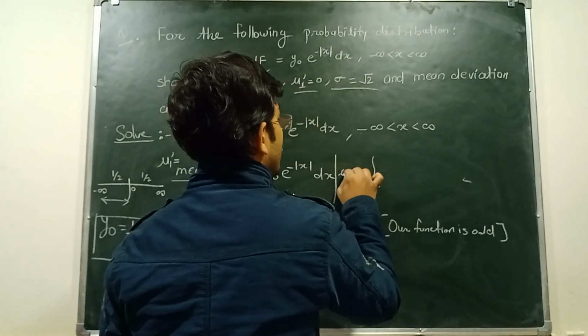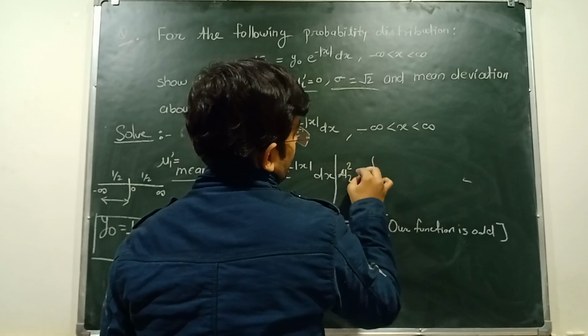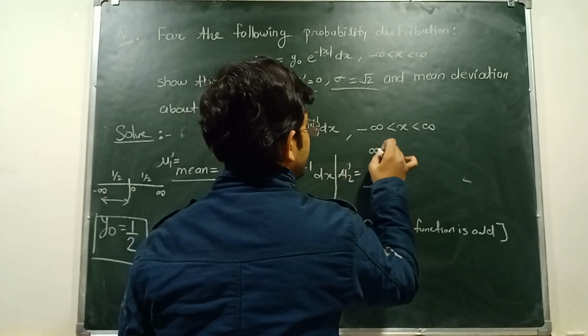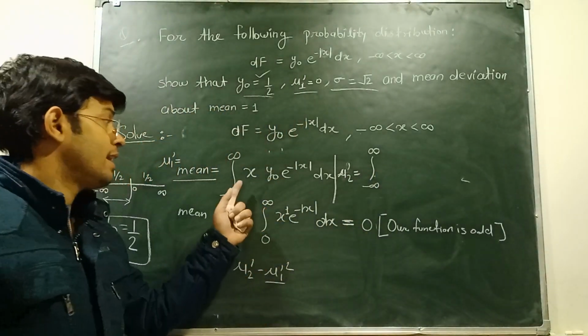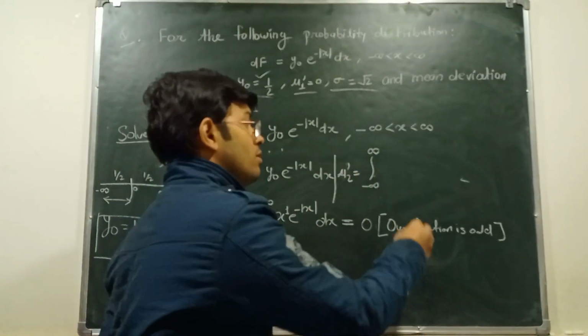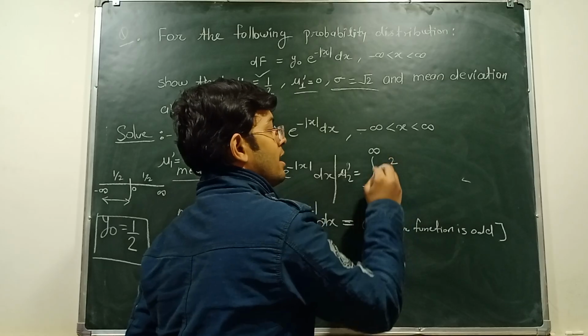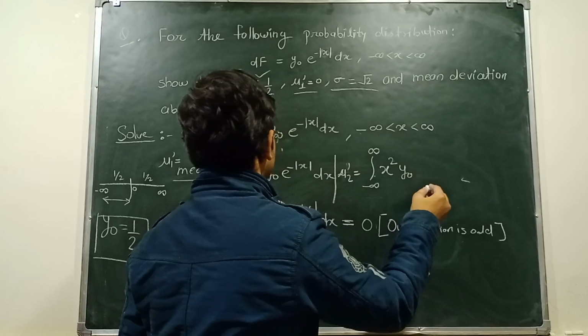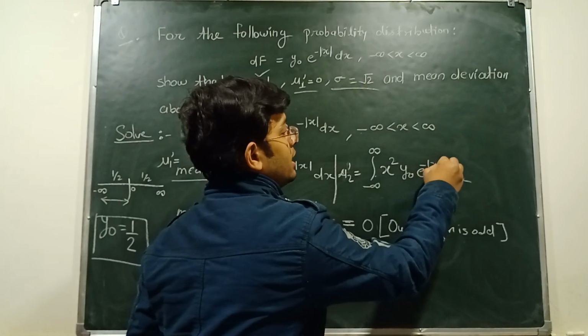So here I am finding the value of mu2 dash, which is equal to the integral from minus infinity to infinity of x square y0 e to the power minus mod x dx.